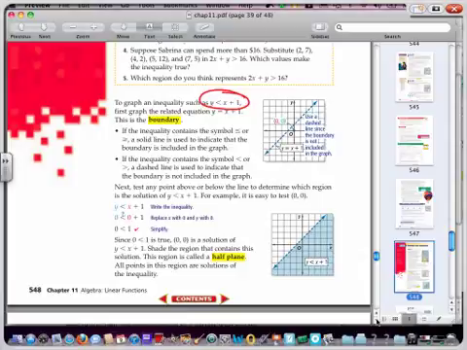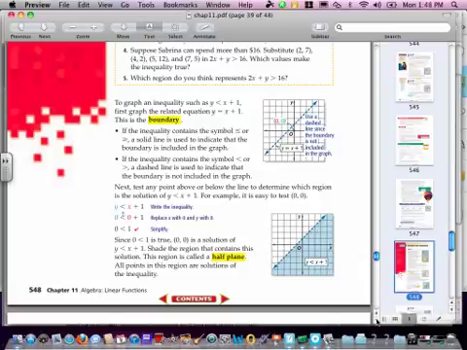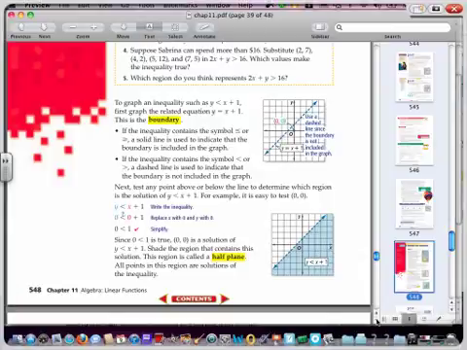When you graph inequalities, the first thing you want to do is decide what the line is going to be and find the line. The easiest way is to get rid of the inequality and make it into an equal sign. So I'm going to plot this line, y equals x plus 1. One side of the line is going to fit this equation, the other side isn't, and I'll figure that out later.